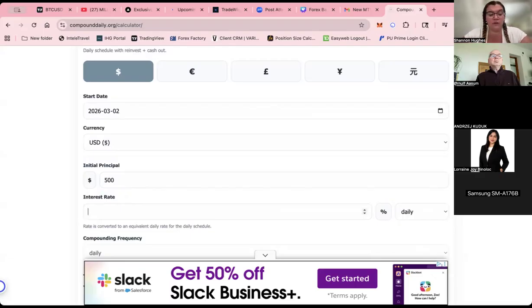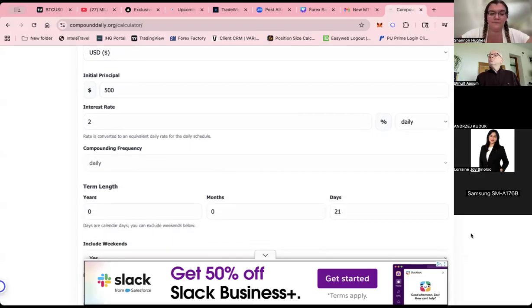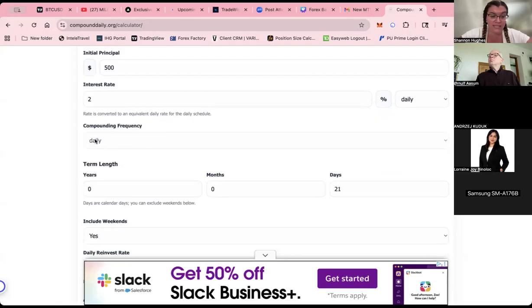Okay, I would say 2 to 3% is a pretty achievable goal. Okay, for something to do every day for the next, however long, year, let's say. Okay, so let's say it's 2%. My compounding frequency is daily. You can see here. Now I'm going to put how long I'm going to do this.